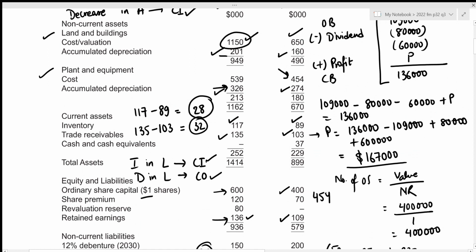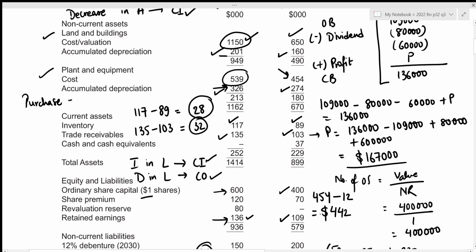And we know that we got rid of a plant and machinery which had originally costed 12,000. So we just need to subtract this amount of 12, right? Now this would give the new value for plant and machinery to be 442,000. But we can see that the new cost is 539, which means that there was again a new purchases of plant and machinery.